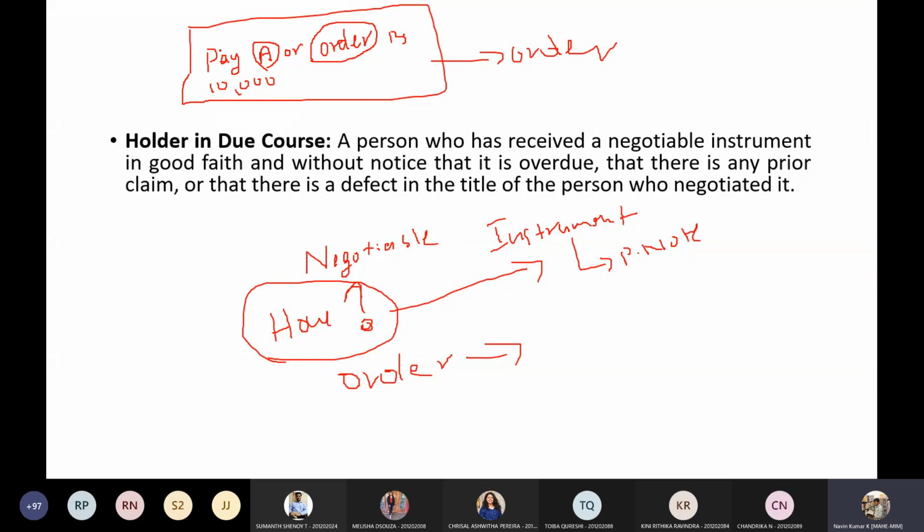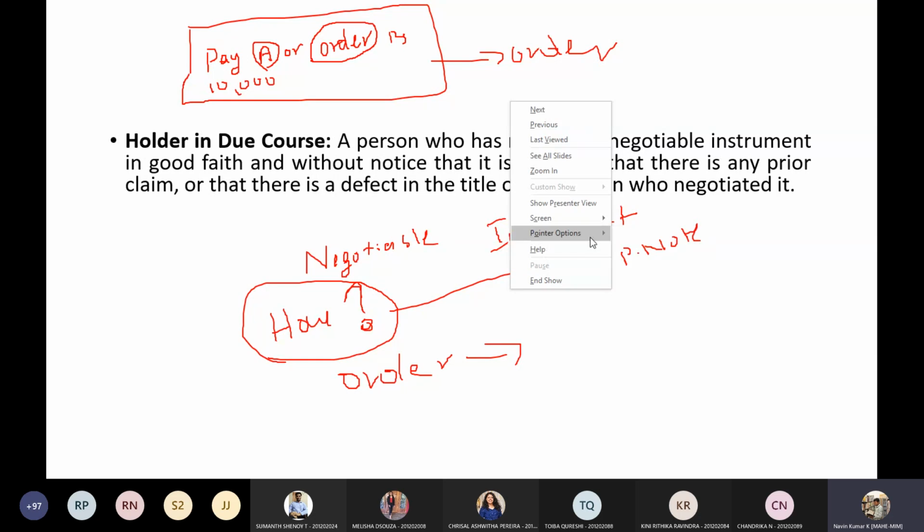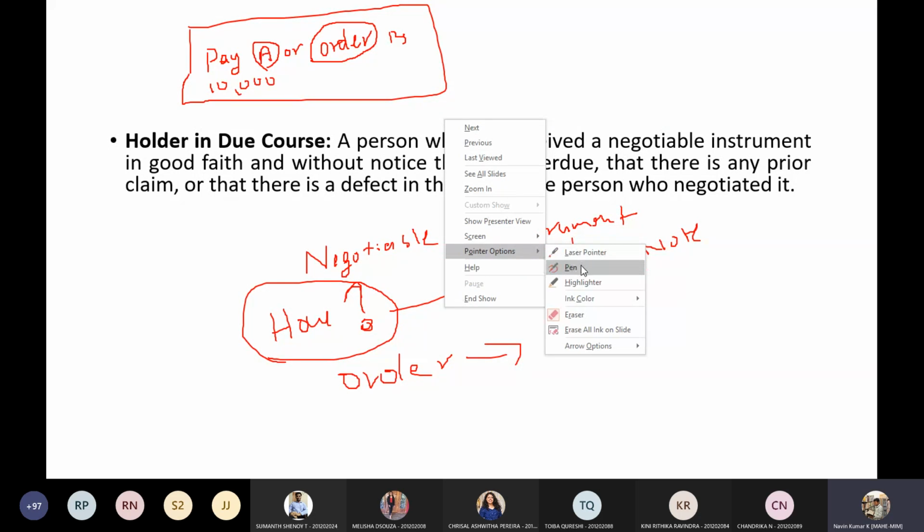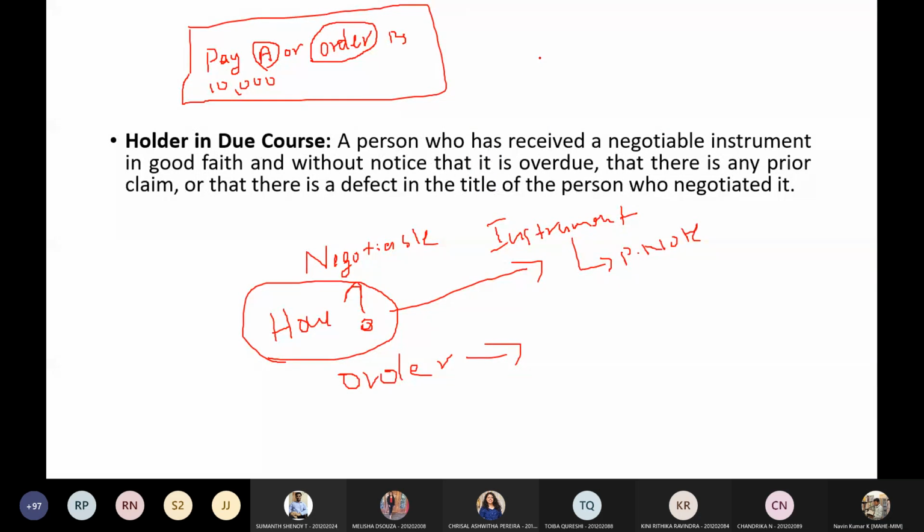Now, I wrote a check in favor of A and I wrote the words, pay A or order, rupees 10,000. Now, if A wants to transfer this instrument to B, what does he need to do? Tell me. Can he transfer the instrument just by mere delivery? No, sir. What does he need to do? Sir, he needs to sign at the back and write pay B.